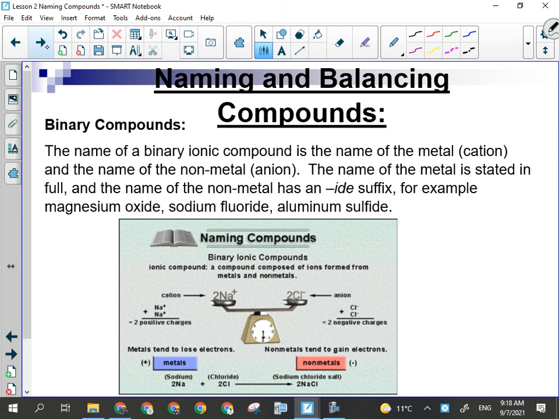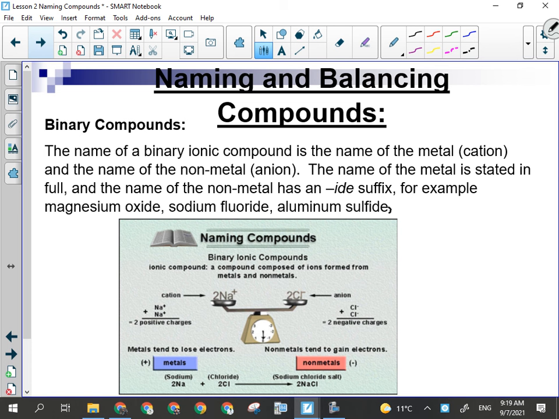All right. So simple binary ionic compounds is probably what you learned to name last year. The name of a binary ionic compound is the name of the metal first, and the name of the nonmetal second. So the name of the metal stated in full, name of the nonmetal ends in "ide." So we change whatever the ending of the nonmetal is to "ide" in an ionic compound. All right, so examples could be magnesium oxide, which would be magnesium and oxygen. Sodium fluoride, which would be sodium and fluorine. Aluminum sulfide, which would be aluminum and sulfur. Okay, everybody with me on that?